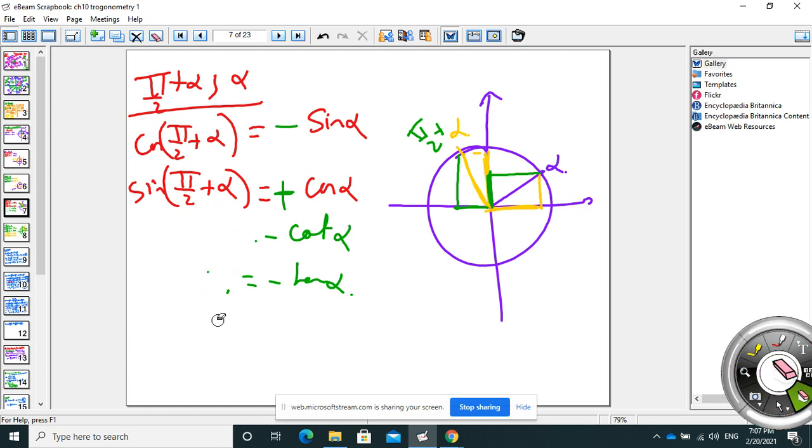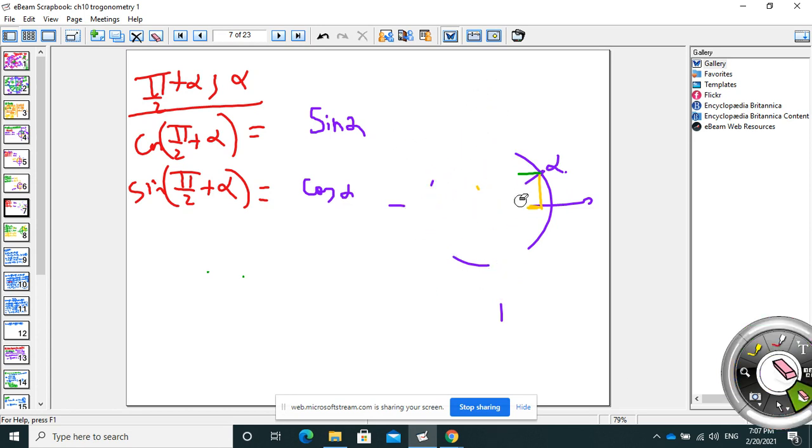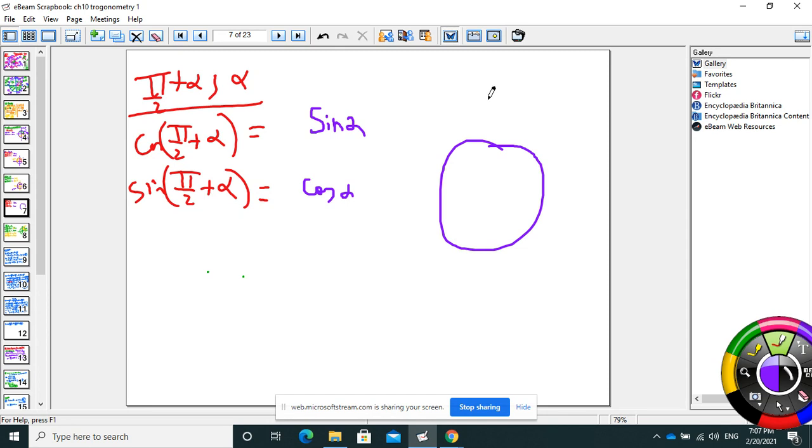When I'm doing cosine pi over 2 plus alpha, with sine pi over 2 plus alpha, the cosine becomes sine, and the sine will give me cosine, but I need to locate it. Is cosine pi over 2 plus alpha positive or negative? But I will tell you why it's not the same: it's not cosine instead of cosine, because here you're going to see that the distance is not the same. If I draw my unit circle and those are the angles.